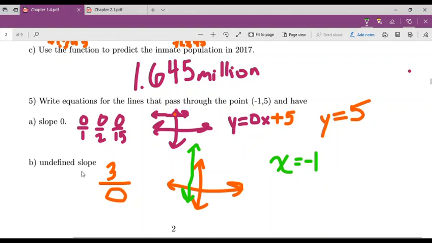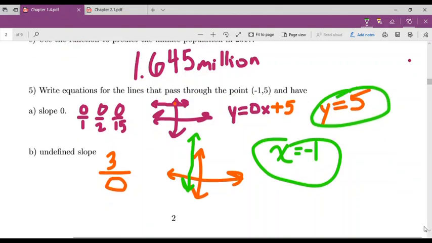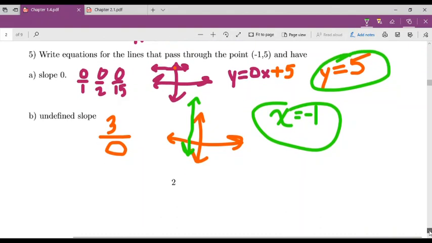So with an undefined slope, all you have to do is choose your x value, and that's the equation of your line. With a slope of 0, you just have to choose your y value, and that's the equation of your line. And that's how that works. Pretty simple, right? So let's move on.